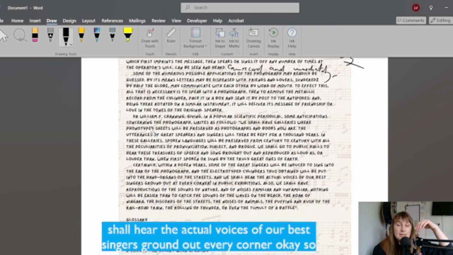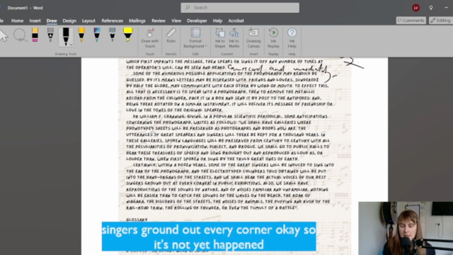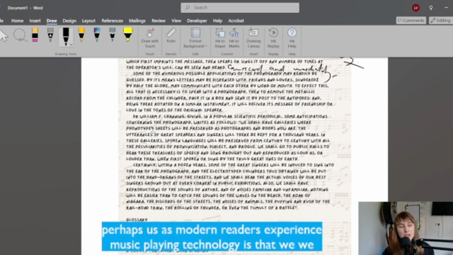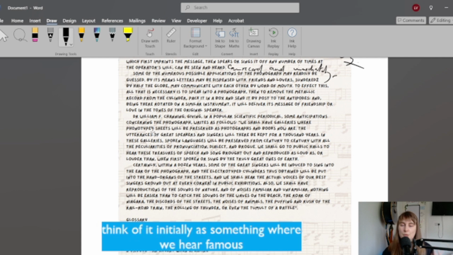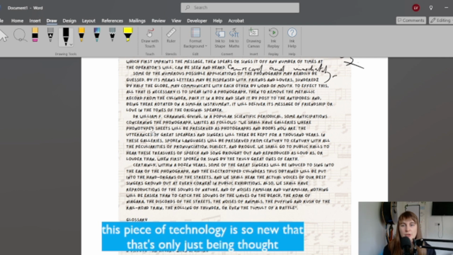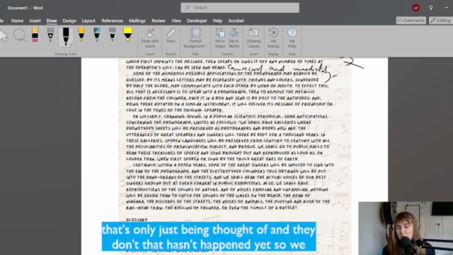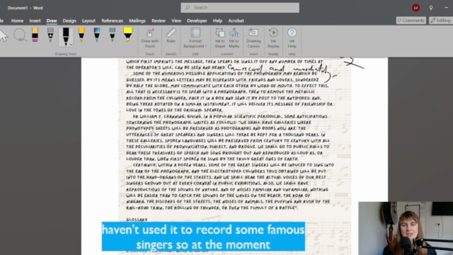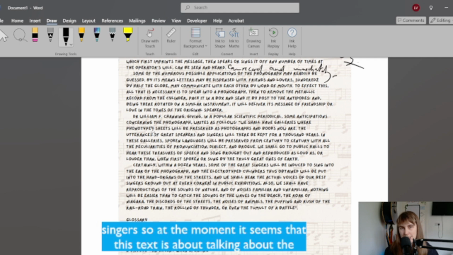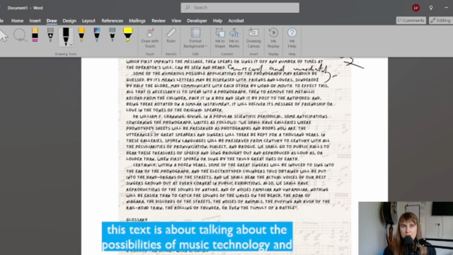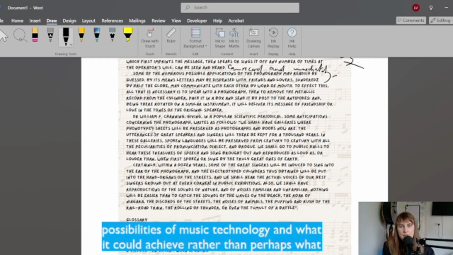Okay, so it's not yet happened. The way that we, as modern readers, experience music playing technology is that we think of it initially as something where we hear famous singers, but this shows that this piece of technology is so new that that's only just being thought of, and that hasn't happened yet, so we haven't used it to record some famous singers. So at the moment it seems that this text is talking about the possibilities of music technology and what it could achieve, rather than what it already has achieved.